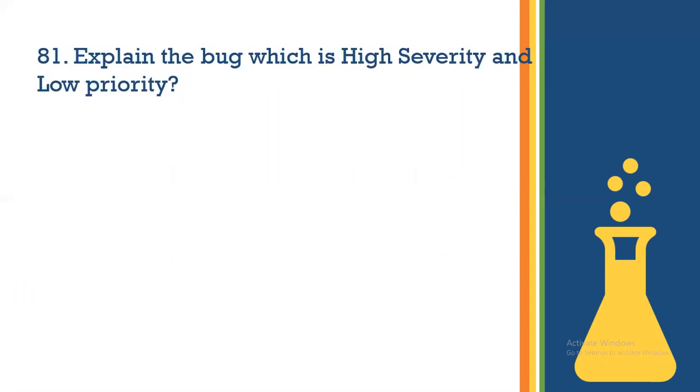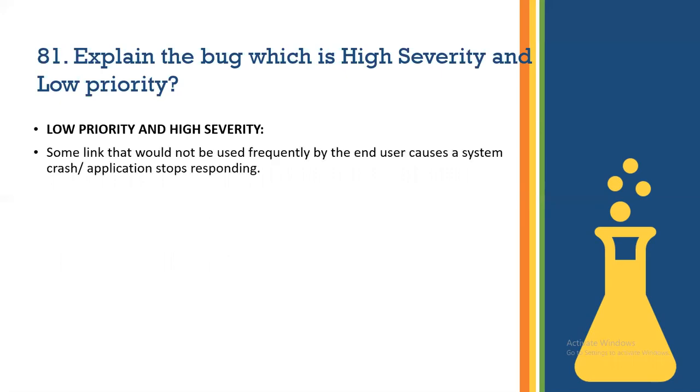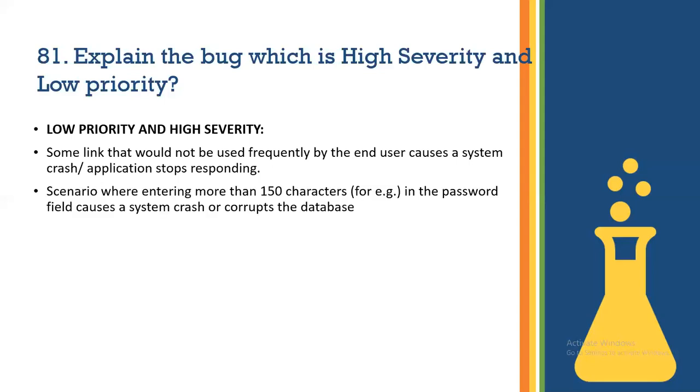Next one, explain the bug which is high severity and low priority. Some link that would not be used frequently by the end user causes a system crash or the application stops responding. The application stops responding, so we can't go for execution. That is high severity. But the user is very rarely going to use it, so that is low priority. Scenario: entering more than 150 characters in the password field causes a system crash or corrupts the database.